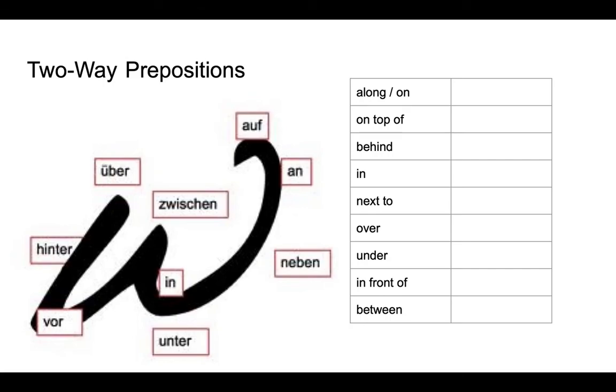On the next slide, you're going to look at the diagram, which lists the two-way prepositions. We have used some of these before, but this is the first time you're meeting them all as a group. Use the diagram to figure out which preposition has which English meaning and type them into the chart. Then come back to this video when you're ready to check your answers.